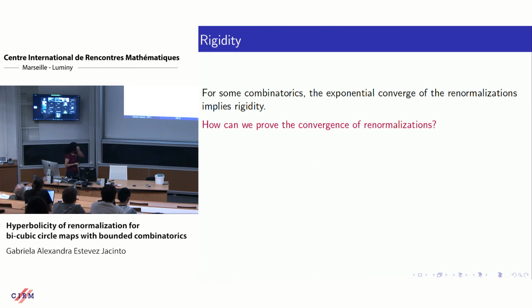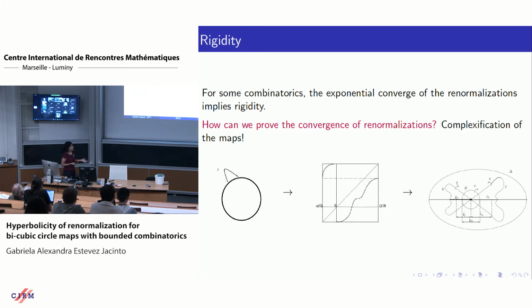Okay, so as Misha mentioned this morning, we can obtain rigidity results using this renormalization. For some combinatorics, the exponential convergence of the renormalization, as for real maps, will imply rigidity. But it is a little difficult to prove that convergence of renormalization. Until now, this has been all real dynamics, but now here starts complex dynamics. So how can we prove the convergence of renormalization?